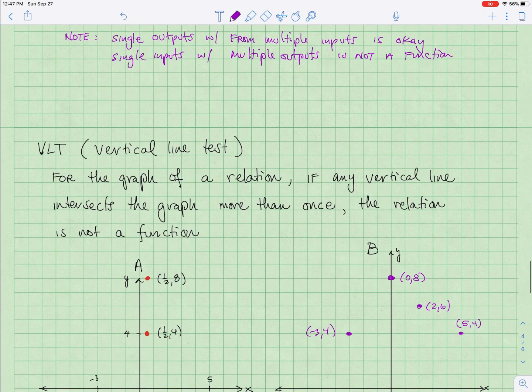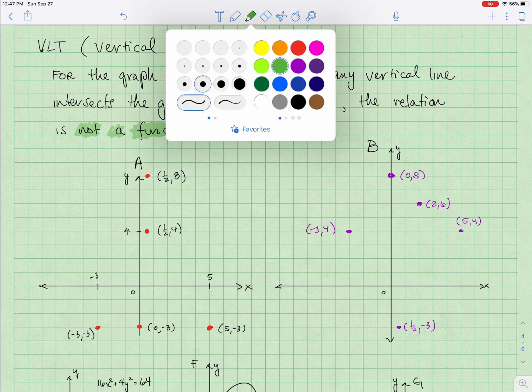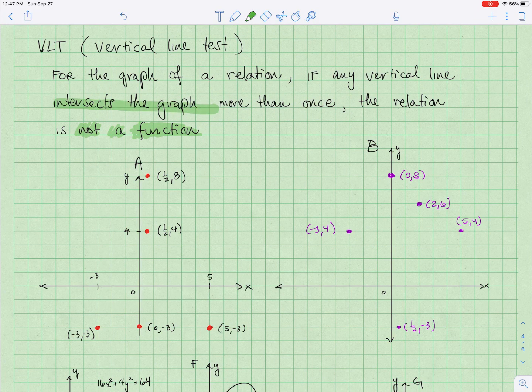Now, what we're going to talk about is some standard issue stuff when it comes to this class and in the future. We're going to talk about what's called the vertical line test, or the VLT. The vertical line test says that for a graph of any relation, if any vertical line intersects the graph more than once, the relation is not a function. So if it intersects the graph more than once, then it's not a function.